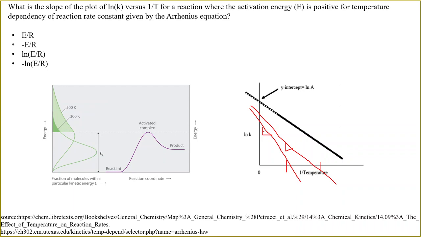So the slope of the plot of ln k versus 1 by T, for a reaction where the activation energy is positive and the temperature dependency of the reaction rate constant is given by the Arrhenius equation, the correct answer is minus E by R. Since the curve is going down, you can clearly see that it has a negative slope. So that will be given by minus E by R, and this is following the Arrhenius rate equation.